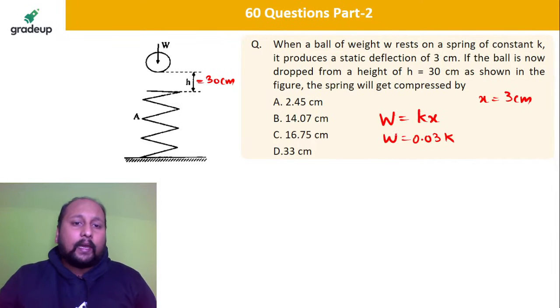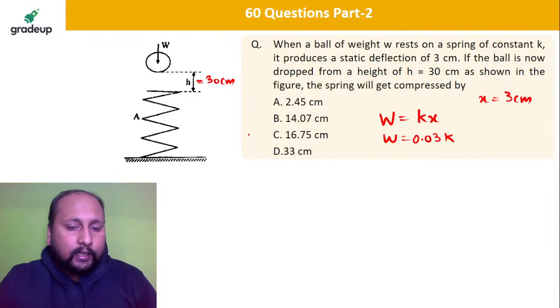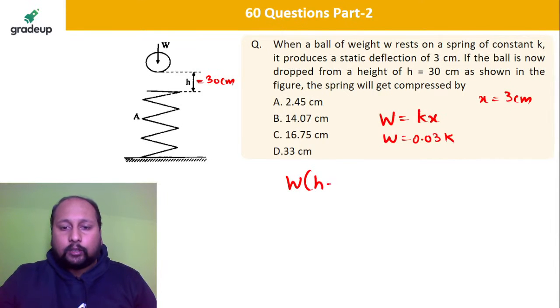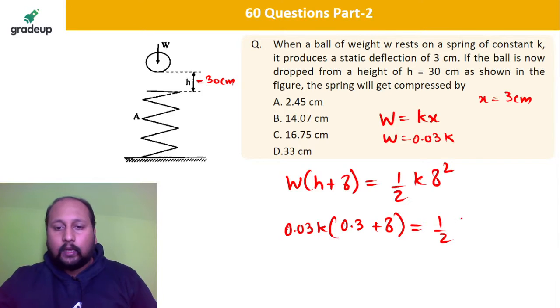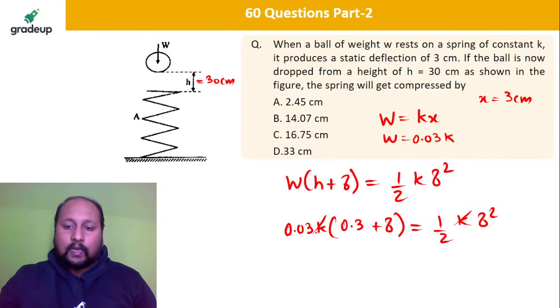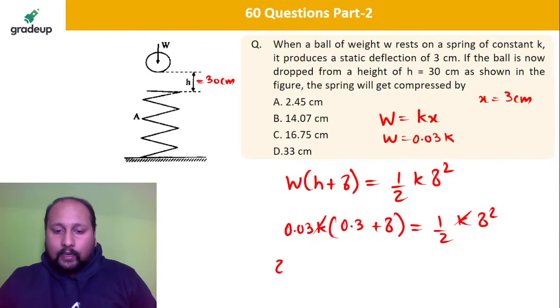Okay, now apply the energy conservation. When a ball is dropped from a height H, its potential energy decreases. So I can say W into (H plus delta) is equal to half into K into delta square. Instead of W, I can write 0.03 K, the H value is 0.3, delta you have to calculate, equal to half into K into delta square. K and K get cancelled out, so we have delta square minus 0.03 delta minus 0.06 is equal to 0.